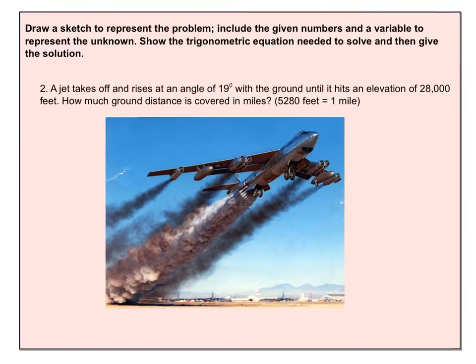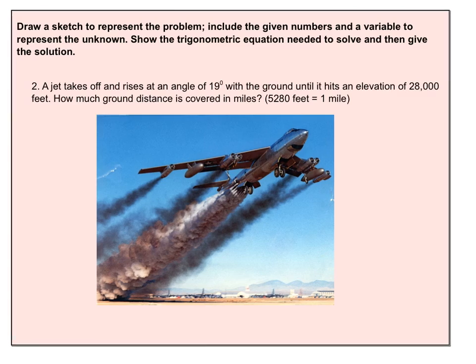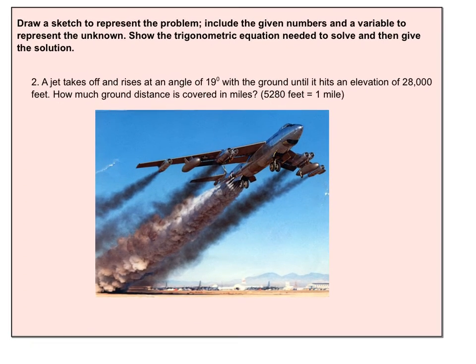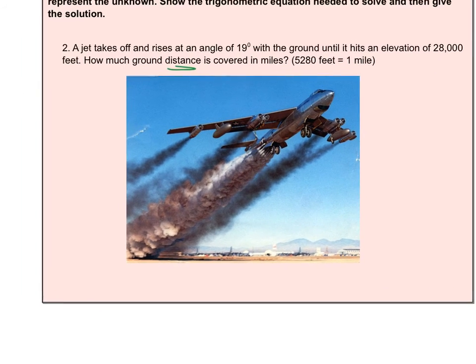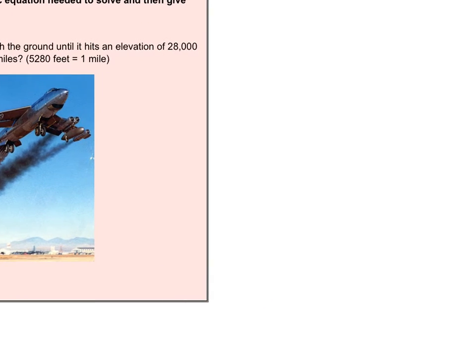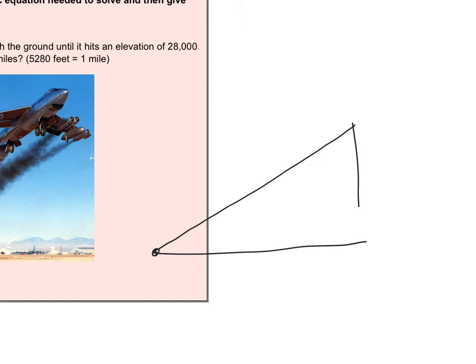So now, a jet takes off and rises at an angle of 19 degrees with the ground until it hits an elevation of 28,000 feet. How much ground distance is covered in miles? So, let's take a look. We hit an elevation of 28,000 feet. So the jet takes off and keeps going until it hits 28,000 feet.